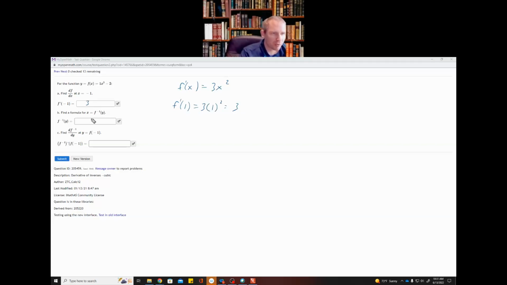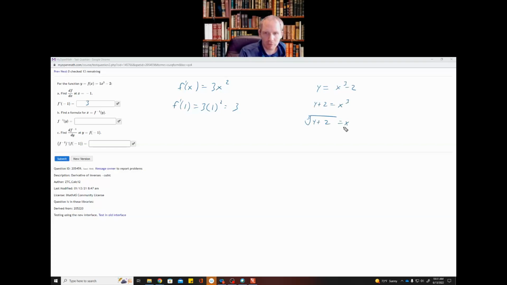Okay, next find a formula for x equals f inverse of y. So what we're going to do is take this function and find its inverse. If I have y equals x cubed minus 2, we can now solve for x. Add 2 to both sides, and then cube root both sides.